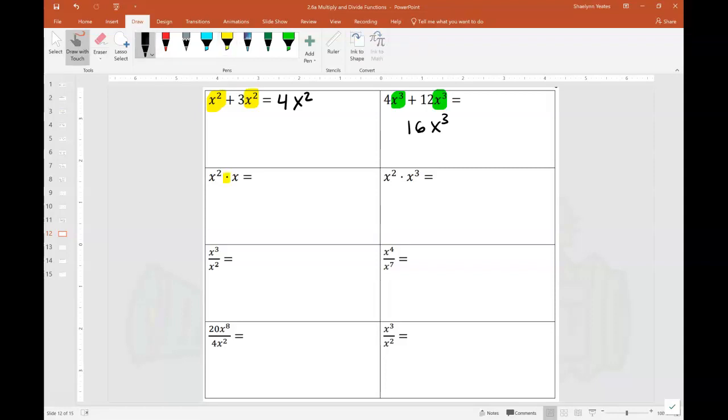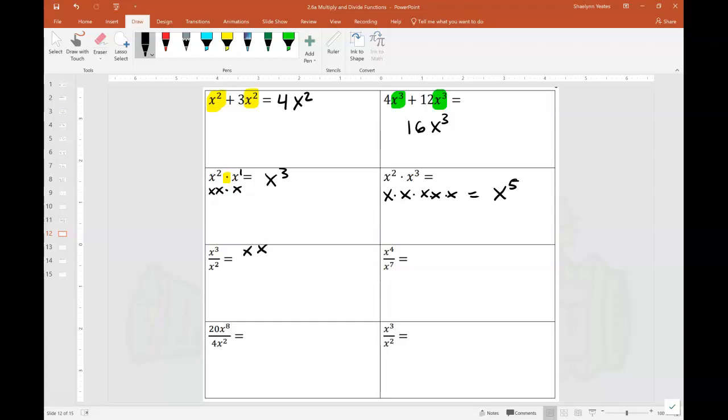Oh, but this time we're multiplying. Pay special attention to that. So we've got x squared times x. That really means x times an additional x. This is just x cubed. Here, x squared times x cubed is x times x, and then we've got 3 more. So that's really just x to the fifth.